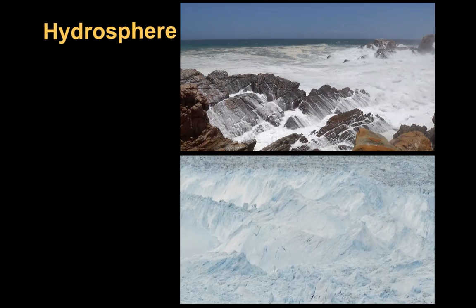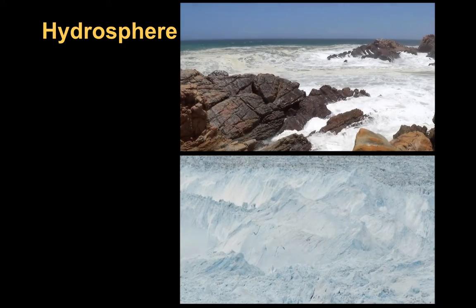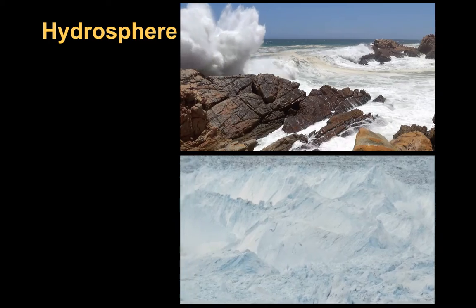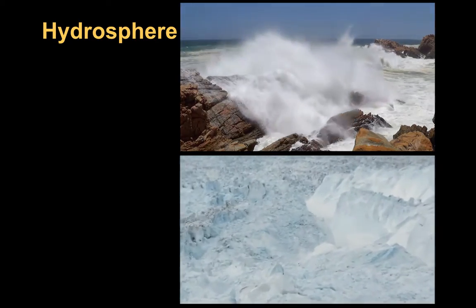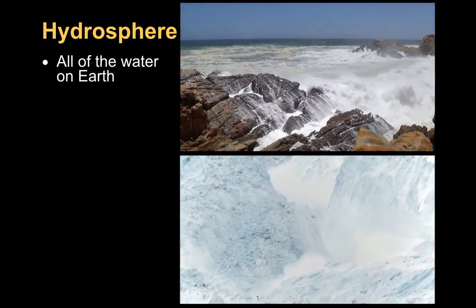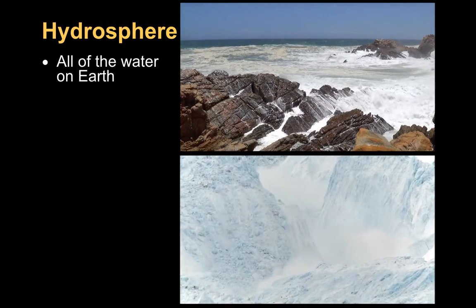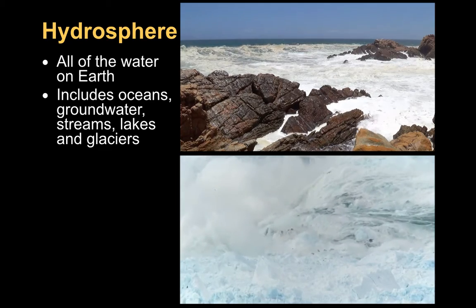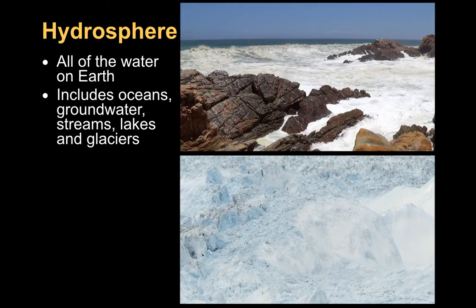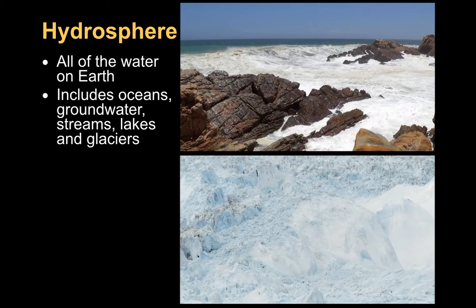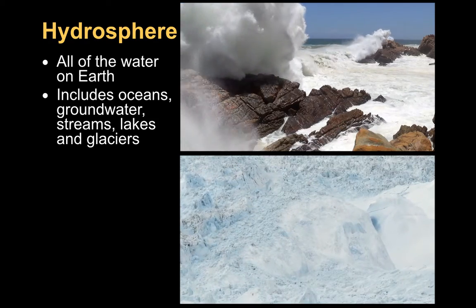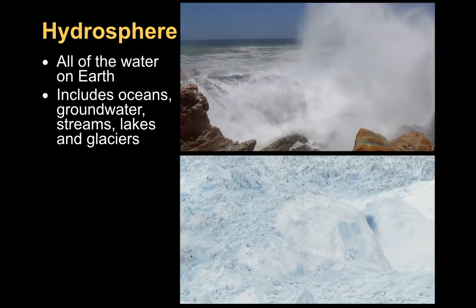First, let's talk about the hydrosphere. Like I mentioned before, hydro means water, sphere means portion. You put those two words together and you get the one word that is hydrosphere, because hydrosphere is all of the water on Earth. So anything that is water. This includes the oceans, water that's in the ground or called groundwater, streams, lakes, glaciers, rivers, the spit in your mouth, anything that has water in it is considered part of the hydrosphere.